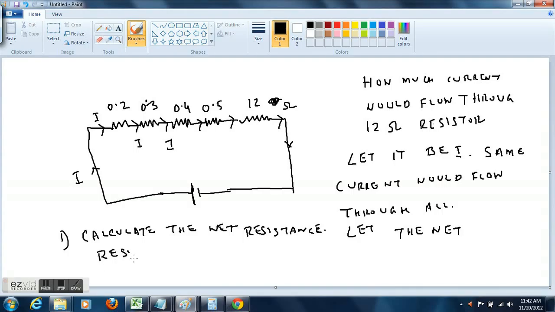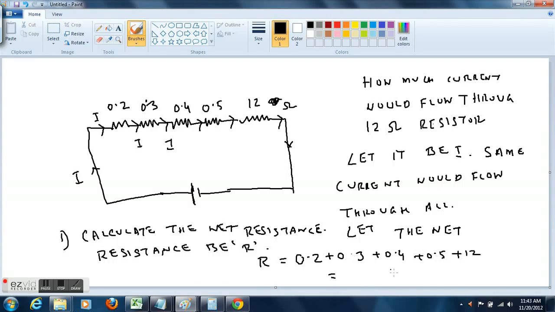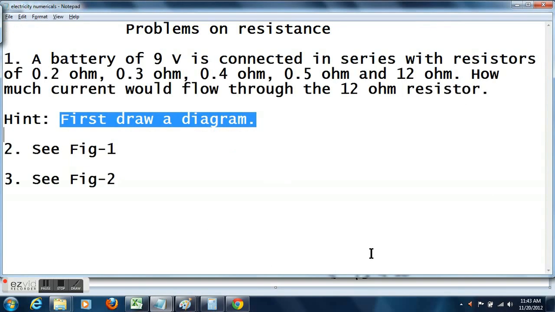If the net resistance is R, then we can easily calculate R by adding all the individual resistances. That means R equals the sum of all the resistances, 0.2 plus 0.3 plus 0.4 plus 0.5 plus 12, which comes to 13.4 ohm. You can do the calculation, it is 13.4 ohm. So the net resistance is 13.4 ohm.